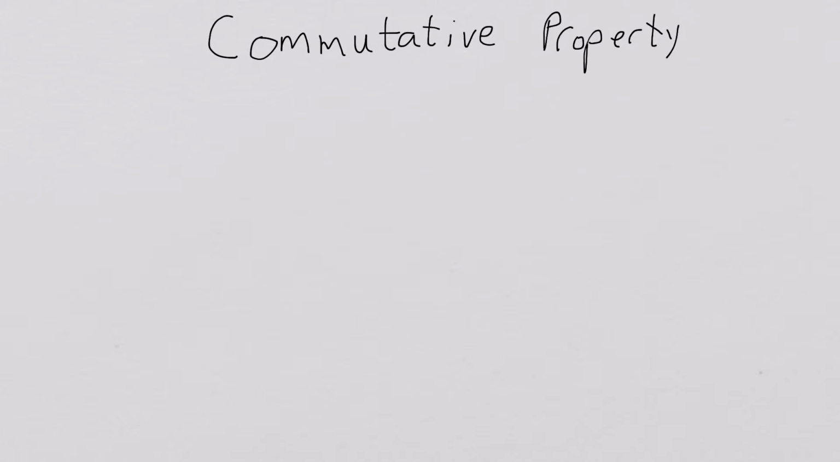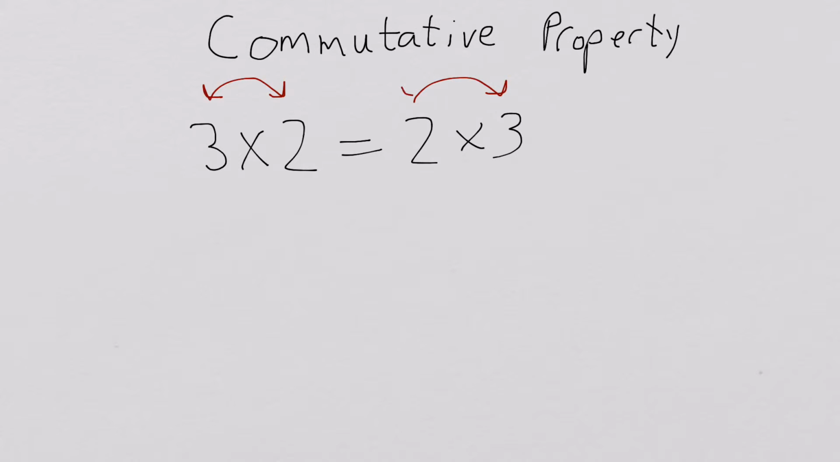For our next property, I've chosen the commutative property. The commutative property states that the order of the numbers in multiplication does not matter. So an example would be 3 times 2 is equal to 2 times 3. We can change the order of the numbers. Look what I've done. I've moved the 3 over here and the 2 over here for these examples. And the product is still going to be the same. 3 times 2 is 6. 2 times 3 is 6, and they are equal to each other.